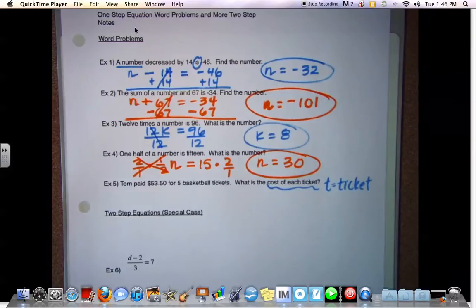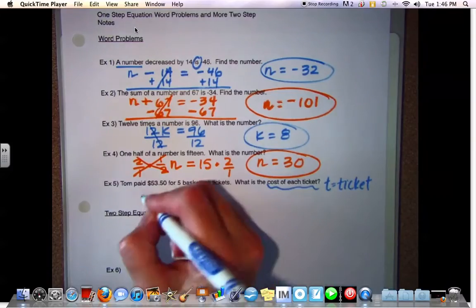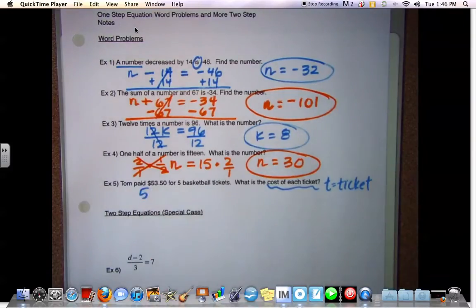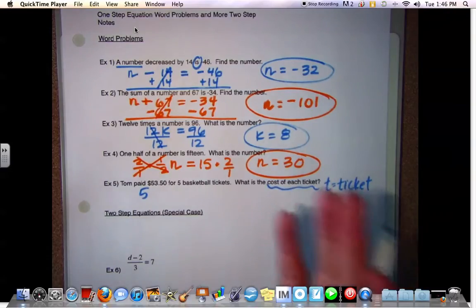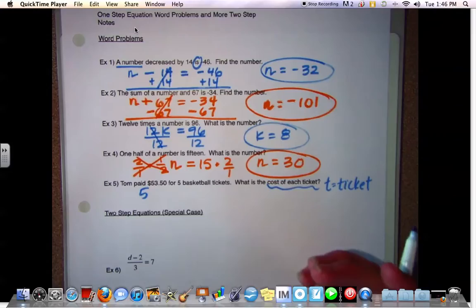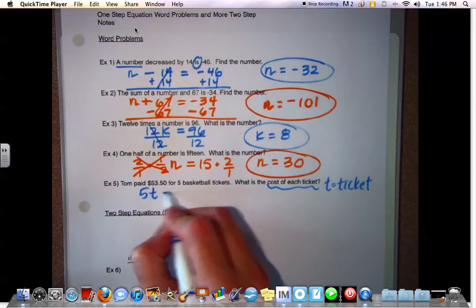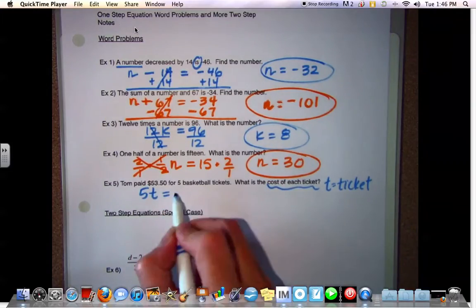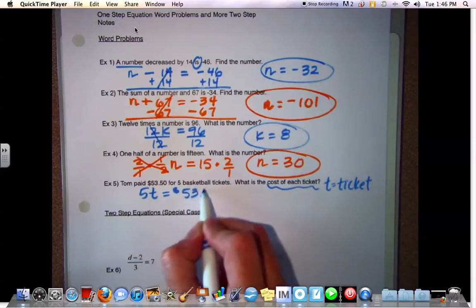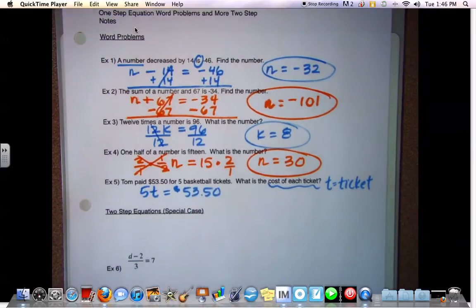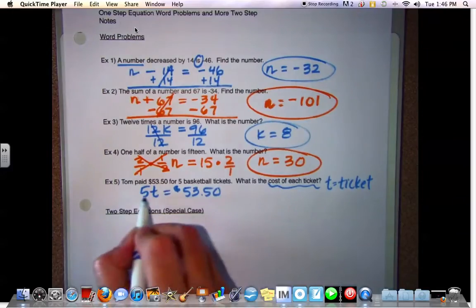So how many tickets do I have? 5. And what relationship does that have with one ticket? Money. It is multiplication because we take a ticket and multiply it by how many we're purchasing. So 5 times t gives us what? 53.50. So we need to solve for the cost of one ticket, so what do we do to both sides? Divide by 5.